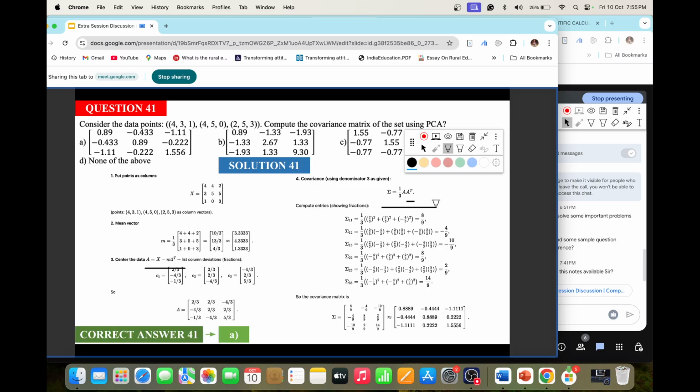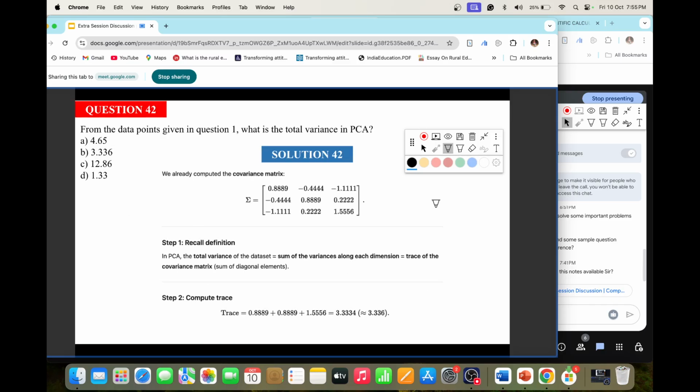Then PCA again. The sum of the diagonal will give you the trace, which is the total variance. So just do the sum of the diagonal, and by this you get the total variance. The total variance is coming 3.3334, so option B will be the nearest answer. Question number 42, option B is your answer. Again, a very simple question.